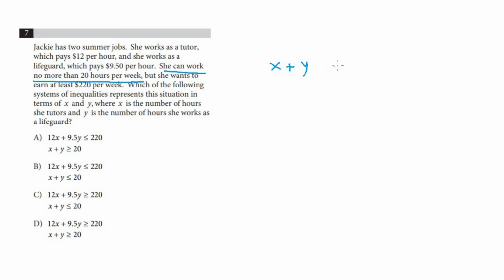So no more than means it has to be less than or equal to 20, because x plus y cannot exceed 20. So this is one inequality. Then again we have to find her total income.